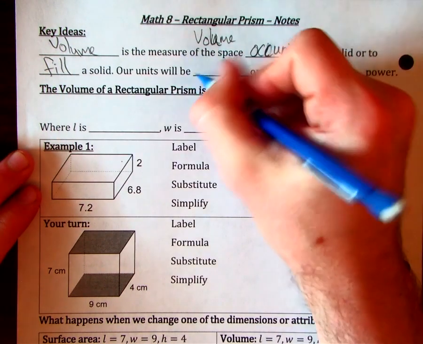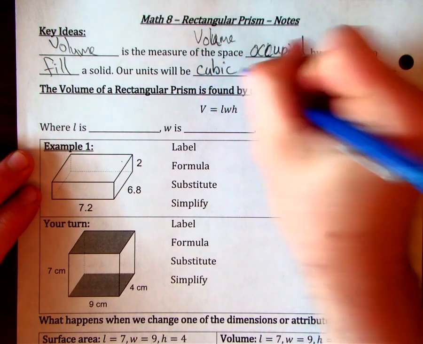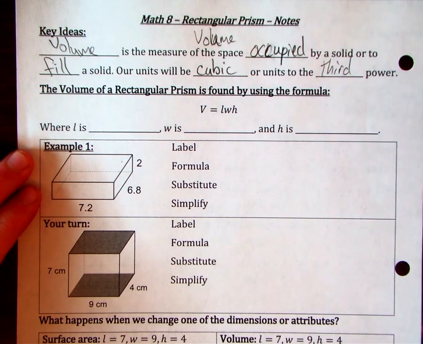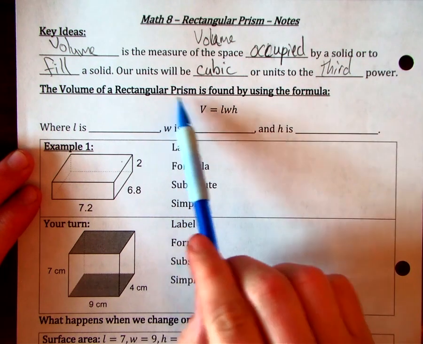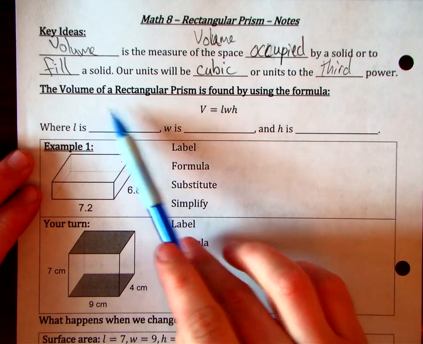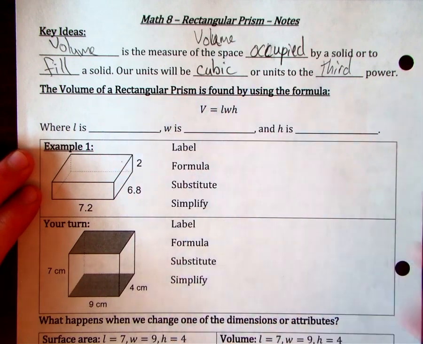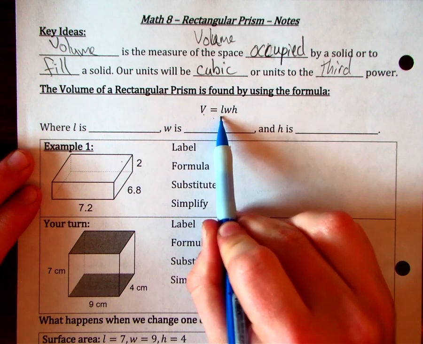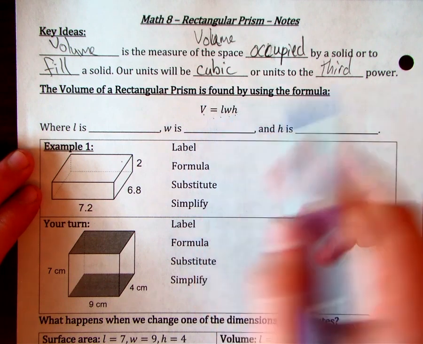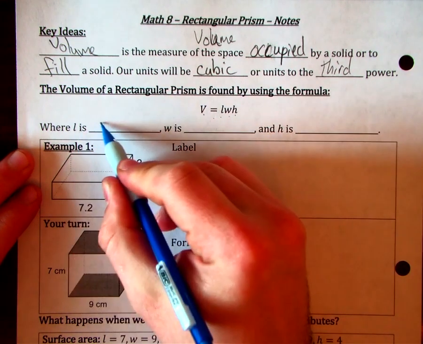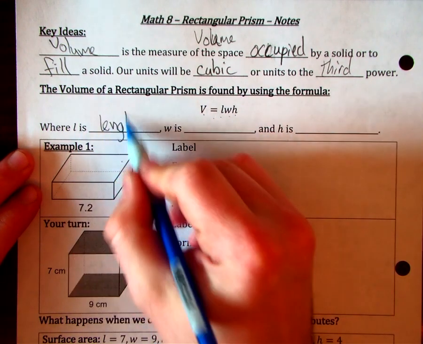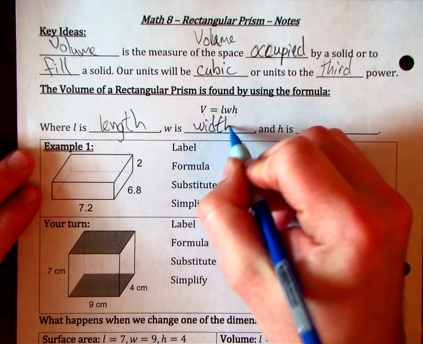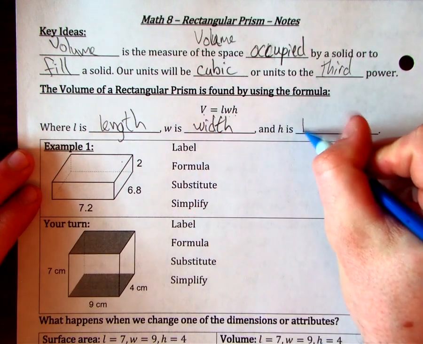So there's some keywords for that. And we're going to say our units will be cubic units or units to the third power. And then we're going to use that formula for the volume of a rectangular prism. We're going to say the volume is going to be the length times the width times the height. So we're going to say L is length, W is the width, and H is the height.